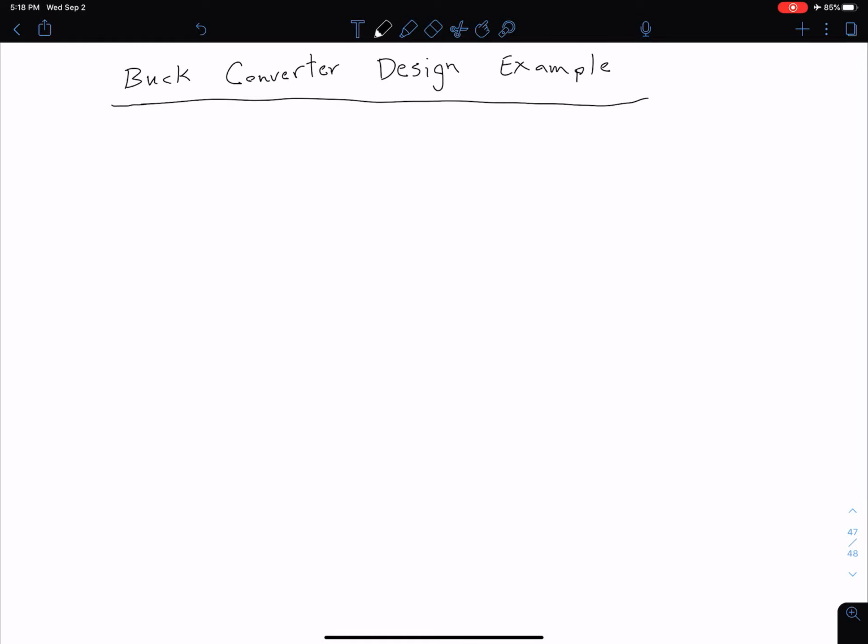In this video, we're going to look at a more realistic buck converter example. During this video, I would encourage you to pause and try to work on your own at a few of the points to get some extra practice with designing these types of buck converters.